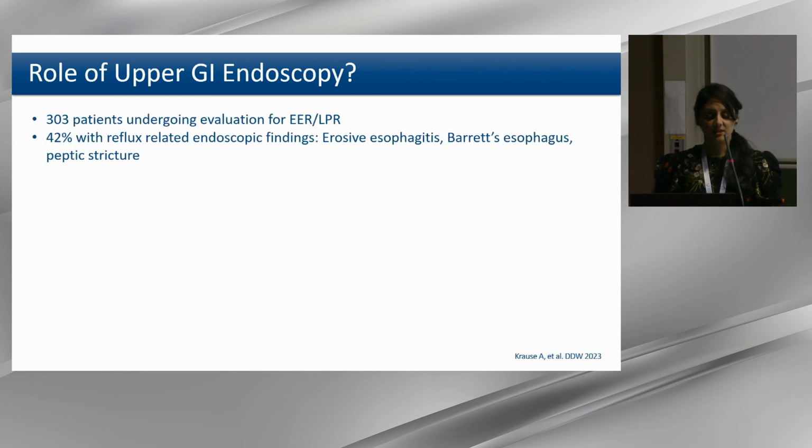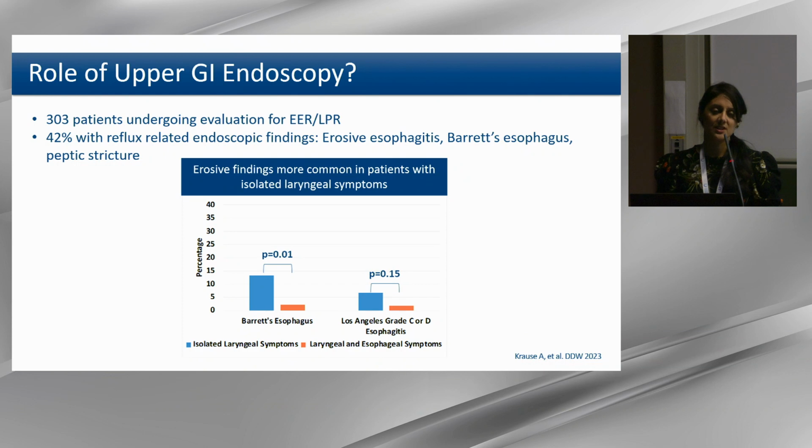And more recently, we did this study. Amanda Krause is a fellow who's really diving into this work and had 300 patients. Of these that were being evaluated for LPR, 42% had erosive esophagitis or Barrett's or peptic stricture. What was very interesting is the patients that only had the laryngeal symptoms, in the blue, were more likely to have Barrett's or LA class C or D esophagitis compared to patients that had both the esophageal and laryngeal symptoms, in the salmon color.